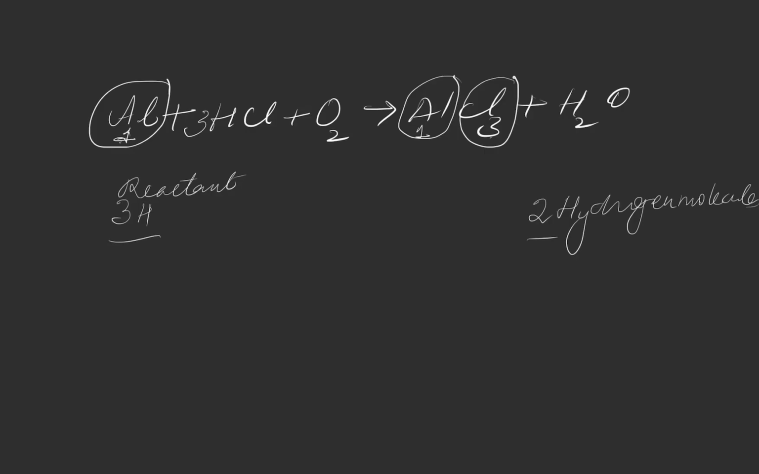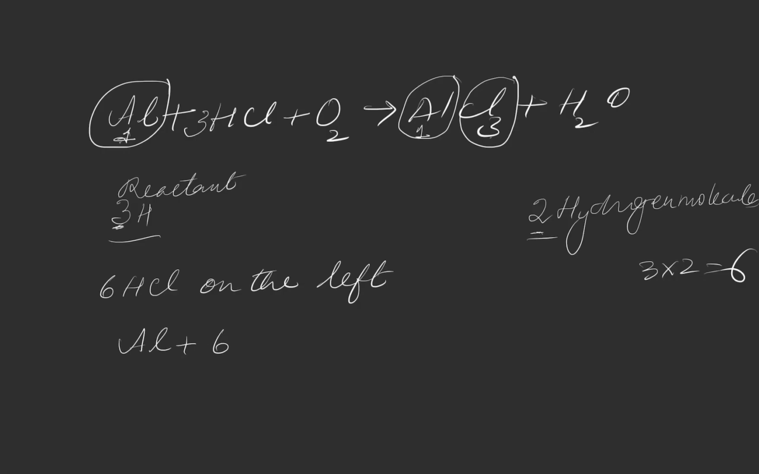What can we do? There is a multiple of 3 and 2. 3 into 2 equals 6. What we can do is use 6 hydrogen chloride on the left. I'll write it later just for your information. So we can give Al plus 6 HCl plus O2 gives AlCl3 plus H2O.